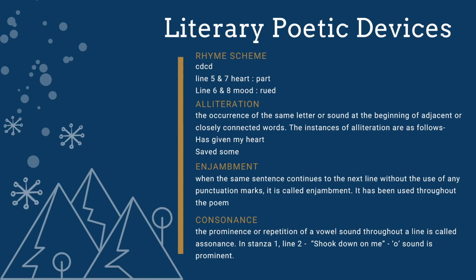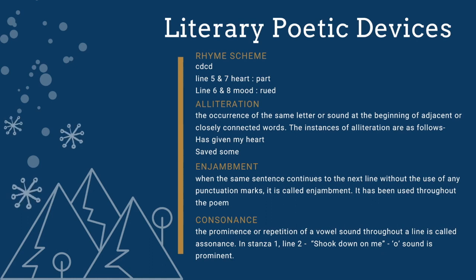Second poetic device, alliteration. What is alliteration? The occurrence of the same letter or sound at the beginning of adjacent or closely connected words. The instances of alliterations are as follows. Now, if you see line 5, has given my heart. Has and heart. Either they are too close to each other or a little far from each other, but they have the same letter or sound, like has, heart. The letter H is the same. And so, this is alliteration.